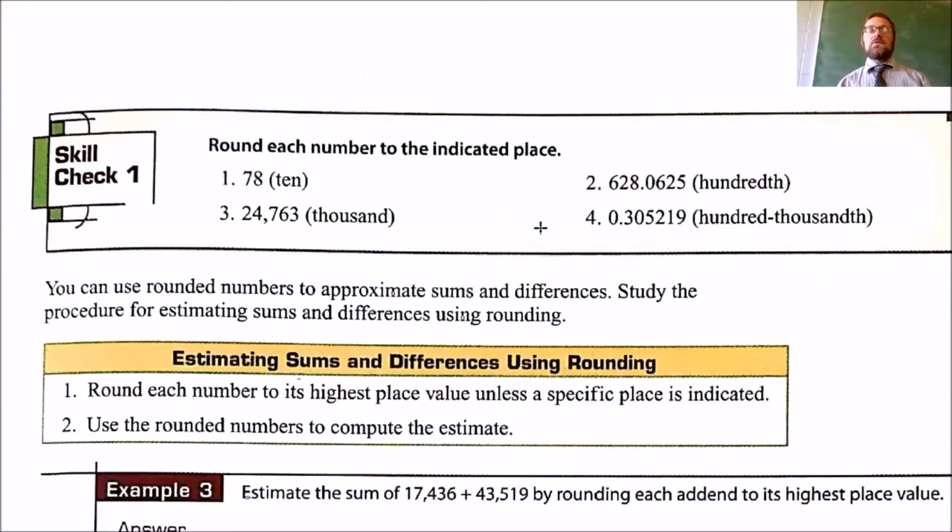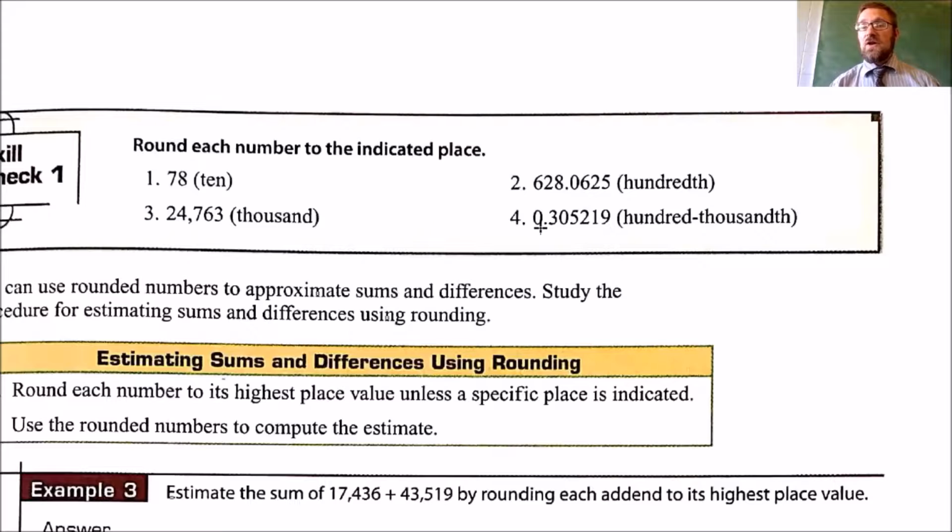Skill check 1: round each of these numbers to the indicated place. I'm going to talk through each one of these, because if you're at this point, you're probably confused on what we're doing. Number 1 says round to the indicated place. The indicated place is 10, so we look at the tens place. The 8 is in the ones place, the 7 is in the tens place. We underline that tens place, 7.